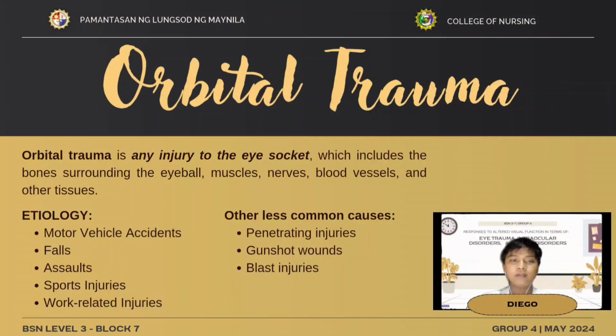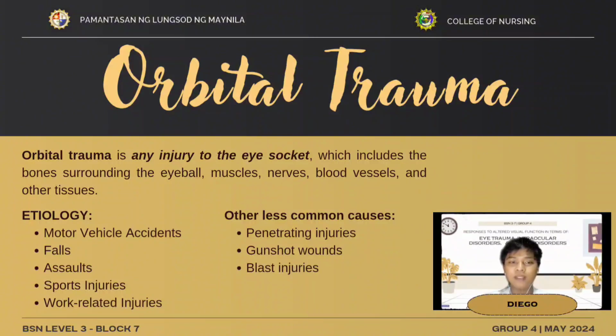Hello everyone. Today, I will tackle orbital trauma, which refers to injuries to the eye socket. This area includes the bones surrounding the eyeball, muscles, nerves, blood vessels, and other tissues. Yung mga cause nito ay motor vehicle accidents like yung mga high-impact crashes, falls from significant heights or even lower heights, especially sa mga hard surface, can cause significant orbital trauma, particularly sa older adult.